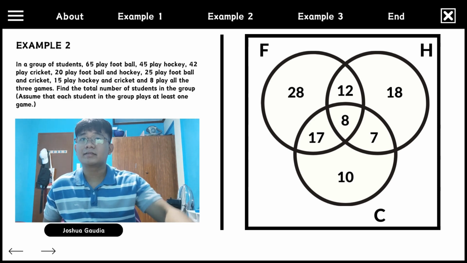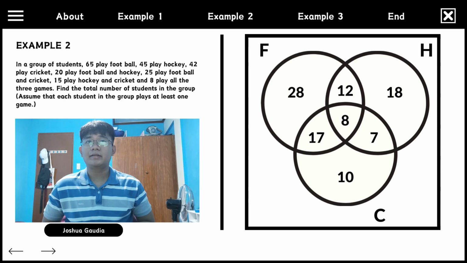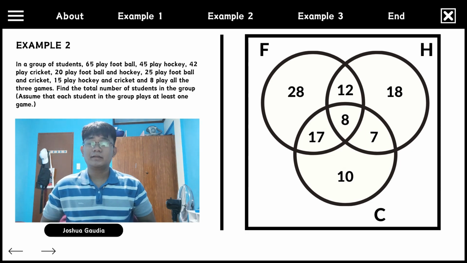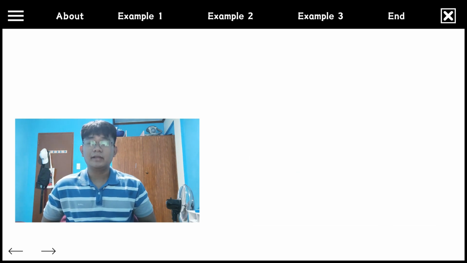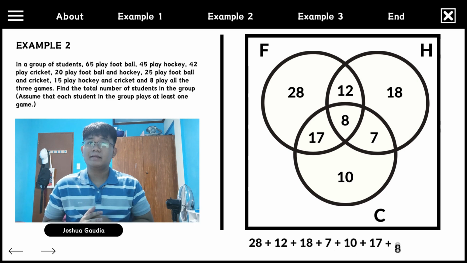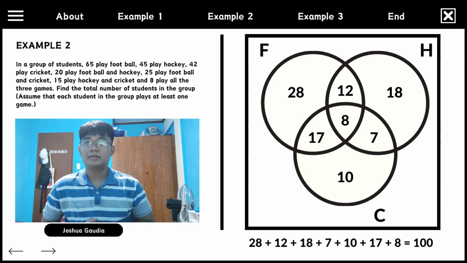Finally, we are asked to find the total number of students in the group, assuming that each student in the group plays at least one game. So for the total number of students in the group, we simply add the values listed within the three circles. So that's 28 plus 12 plus 18 plus 7 plus 10 plus 17 plus 8, which should be equal to 100. In conclusion, there are 100 total students in the group.